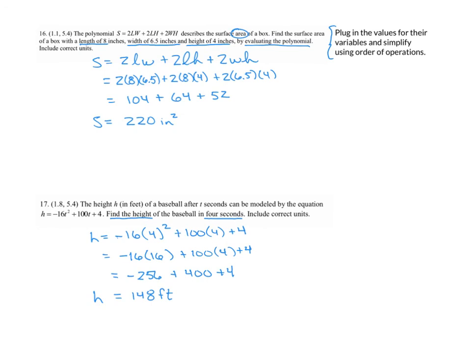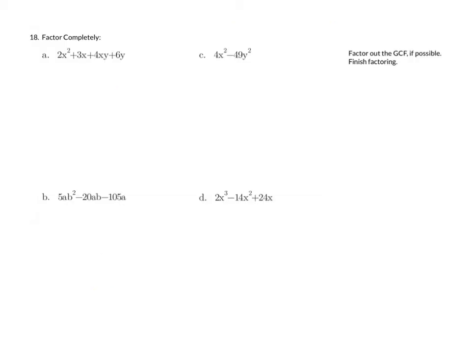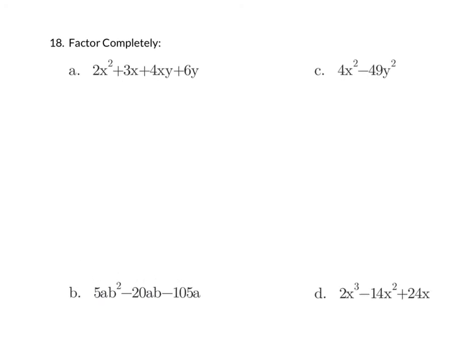All right, so that takes care of our application problems. Let's see what else we got. Next thing we have is some problems involving factoring. In general, we've talked a lot about different ways to factor, so we'll talk about what we're going to do on each one of these. The first thing we want to do is factor out the GCF if possible, and then finish factoring. Each one of these has kind of a different approach to it.